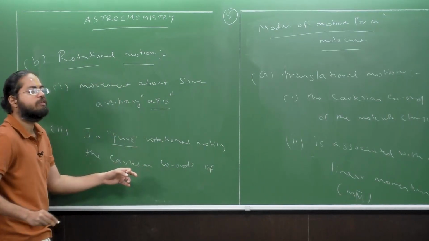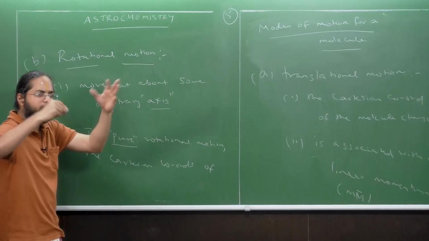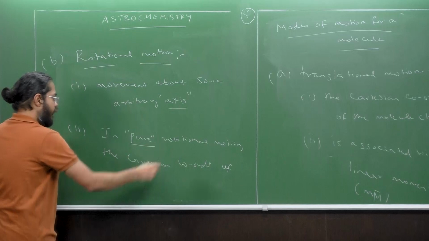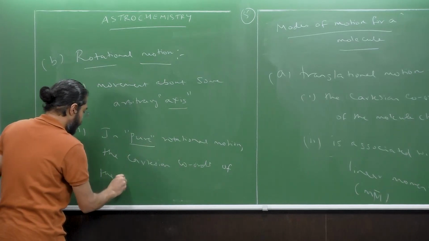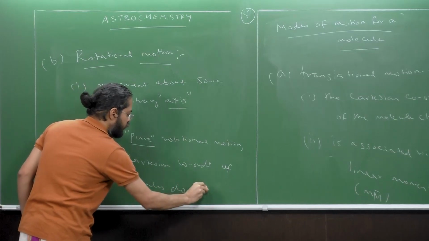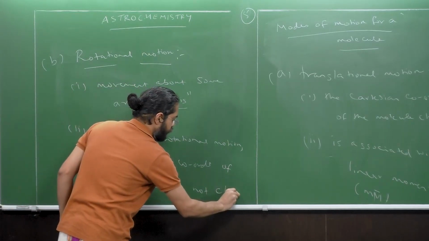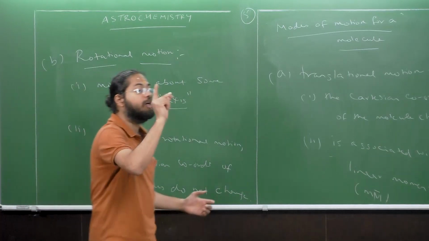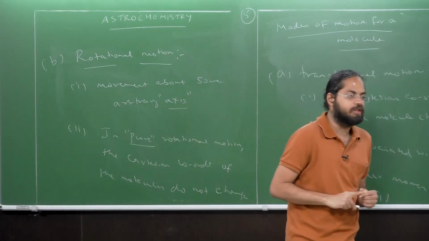When I say the Cartesian coordinates of the molecule, you could probably think about the center of mass or one specific point. Okay, right? The Cartesian coordinates of the molecule do not change. All right. So this is the other point. What's the third important point associated with rotational motion?